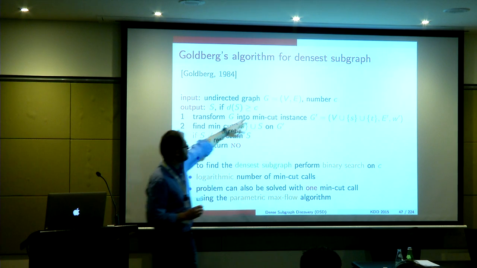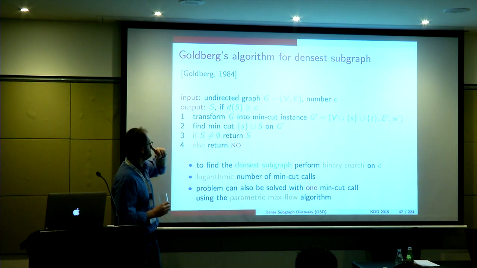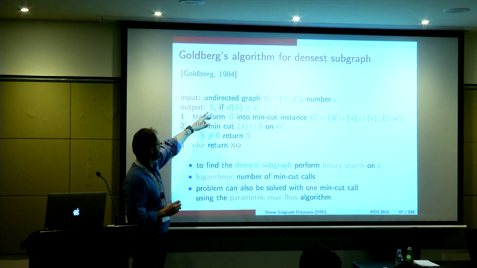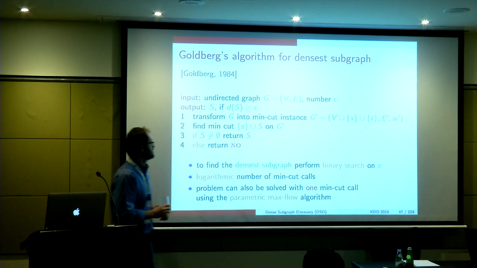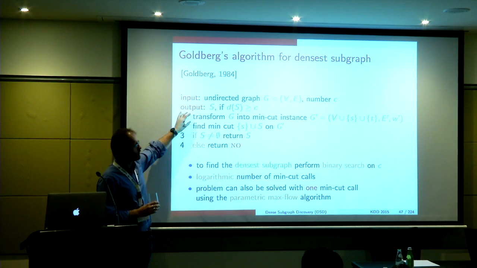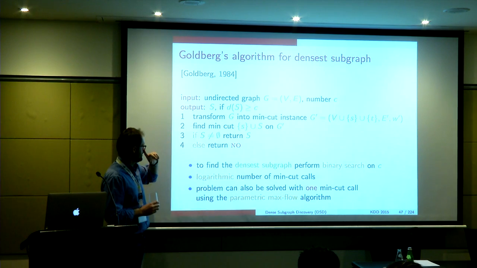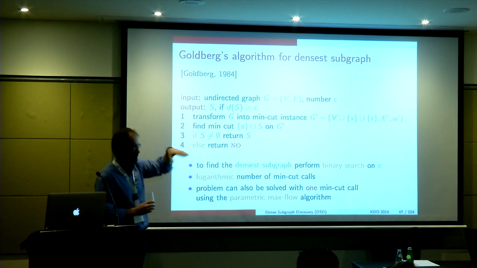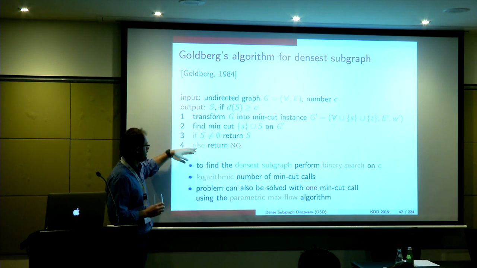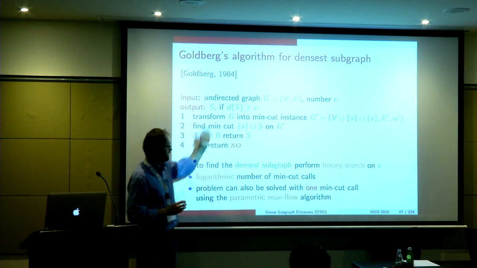So I'm given the graph, I give this parameter C, and I ask if there is a subgraph that has density at least C. Then I do the transformation the way I explained. I solve the min cut, and if it returns a non-empty set, so just this non-trivial construction, then I return my S, and this is my dense subgraph.